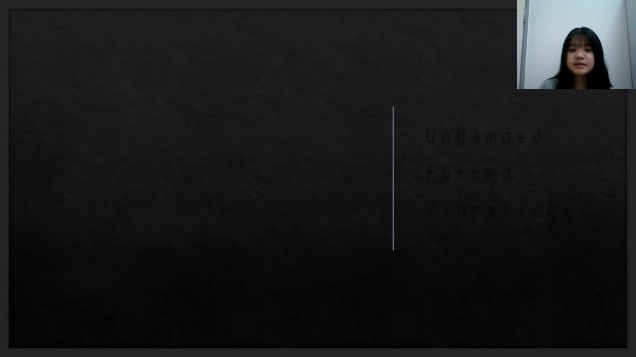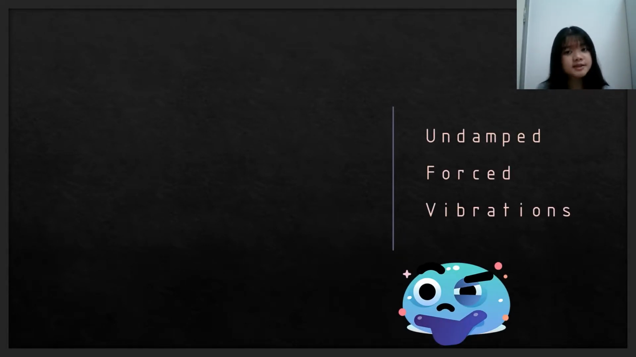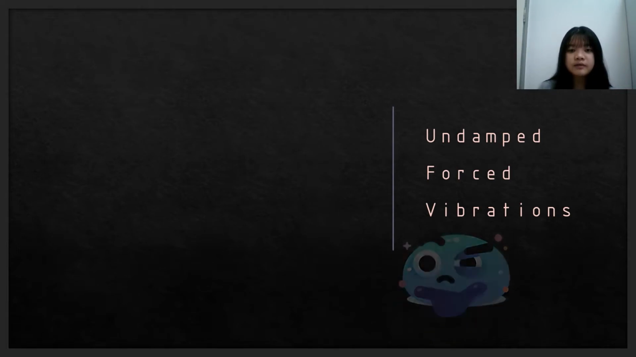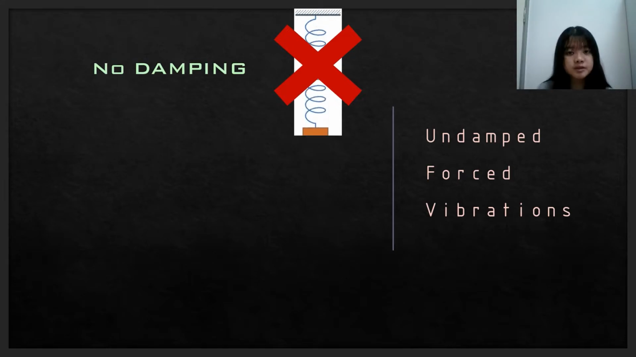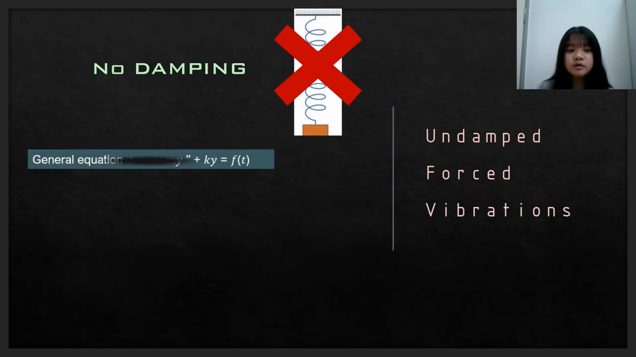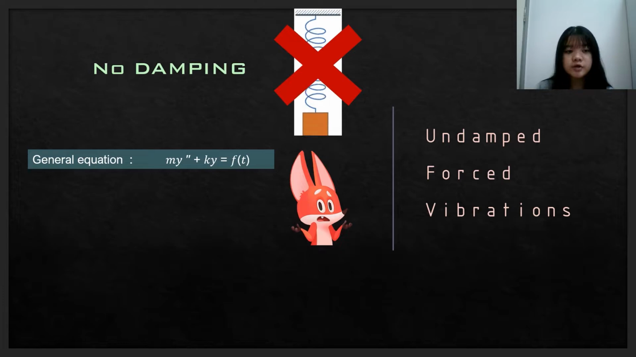So, what is meant by undamped forced vibrations? The undamped forced vibration means that there is no damping in these mechanical vibrations. And the general equation of the undamped forced vibration will be m second derivative of y plus ky equals to f(t). But how does this general equation of type 3 undamped forced vibration come from?